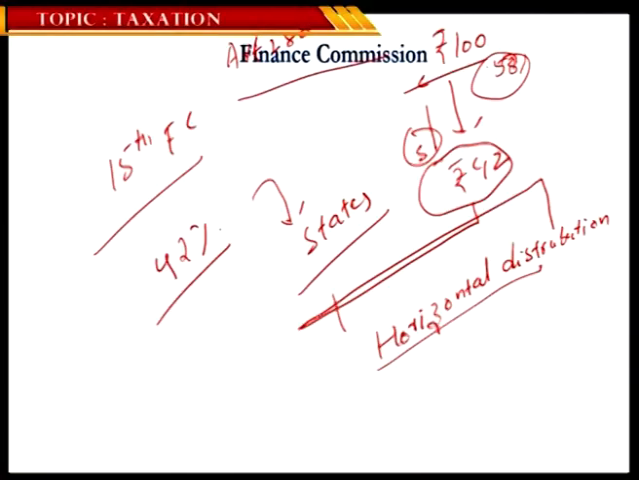So based upon the income of the state, the income gap of the state, the population of the state, and the forest cover of the state. So there are certain criteria based upon which the revenue among the states and union territories would be shared. This particular distribution is what we call horizontal distribution.